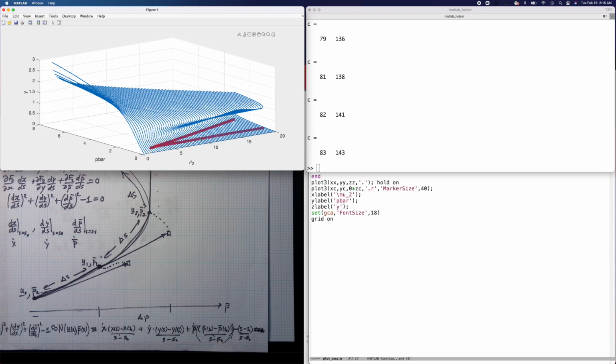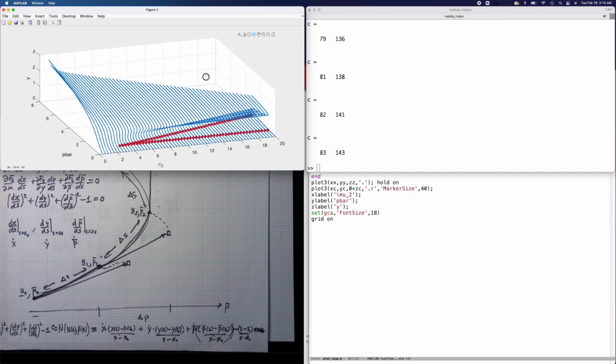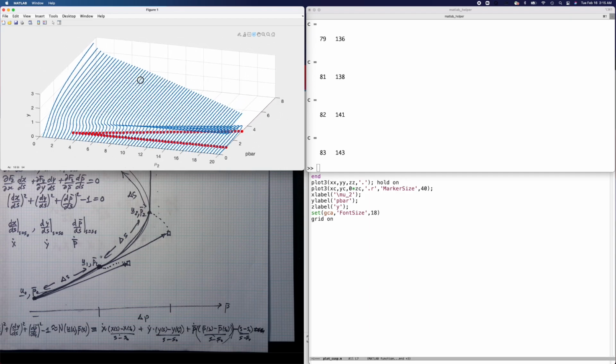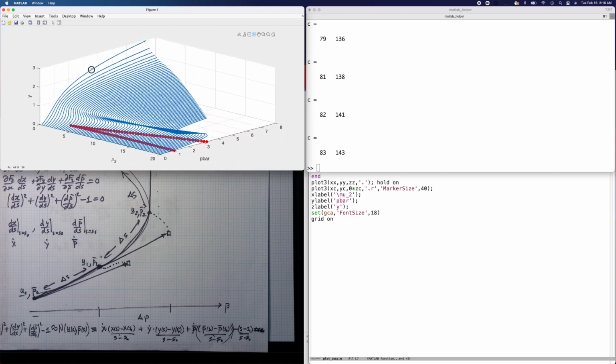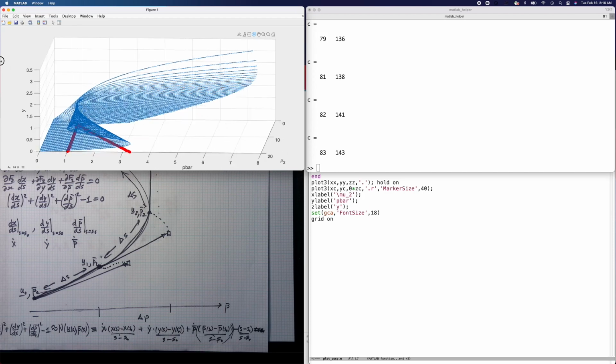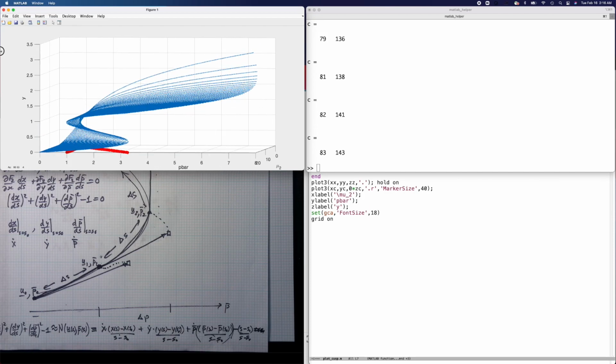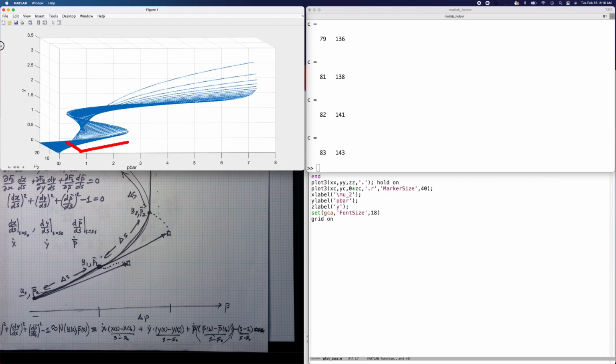I have a solution on the bottom sheet, one on the intermediate, the middle sheet underneath, and then one on the top. And I can kind of rotate around to try to show you. Right there you can see the cusp, where you have the multiple equilibria.